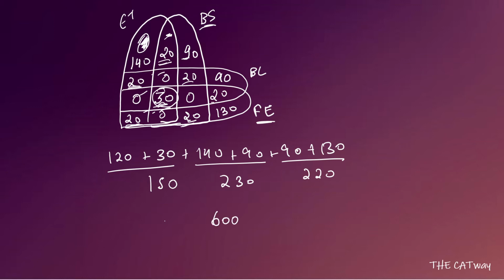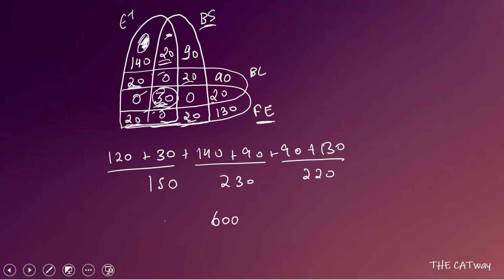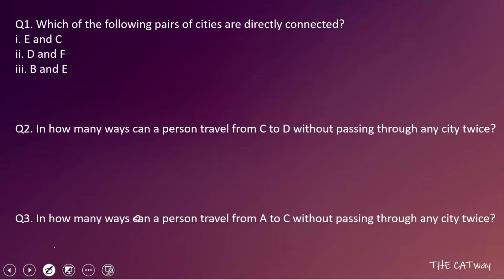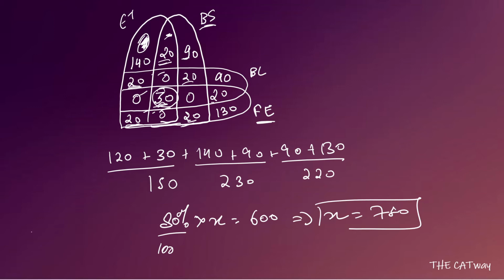Now this is 80% of the total, because we have been given that 20% of them do not read any business newspapers. That means those who read exactly 1, exactly 2, exactly 3 or exactly 4 are going to be a total of 80%. So 600 is 80% of the total. How can we represent it? So 80% of X is going to be equal to 600. So that means X will be equal to 750. Okay, so now let's move ahead towards our questions.